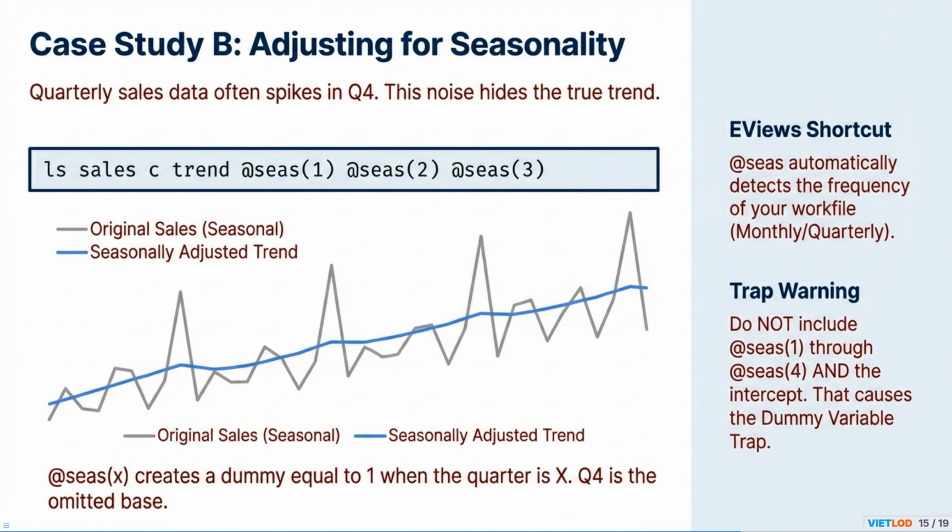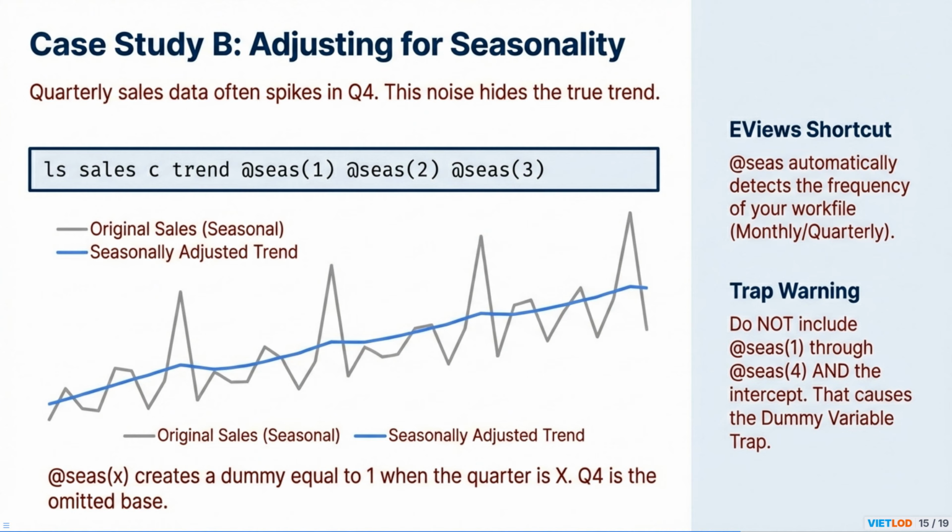Time series data, especially at quarterly or monthly frequencies, often exhibits strong seasonal patterns. For example, retail sales consistently spike in the fourth quarter, Q4, due to holidays. This seasonal noise can obscure the underlying trend. EViews provides the convenient @seas function to handle this. @seasX creates a dummy variable that equals 1 for quarter X and 0 otherwise. The function automatically detects if your data is quarterly or monthly.